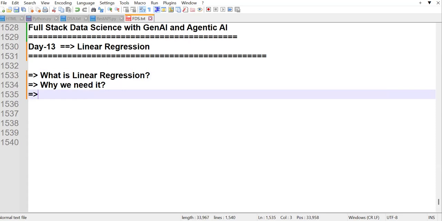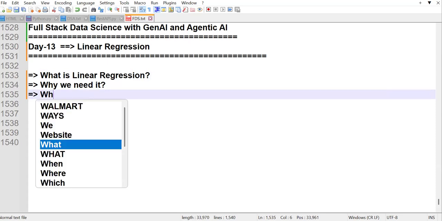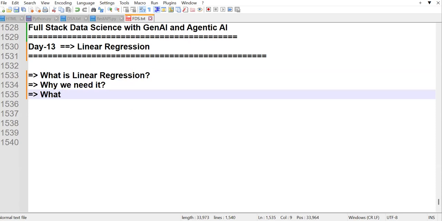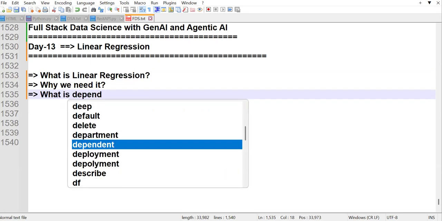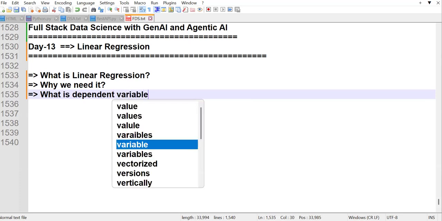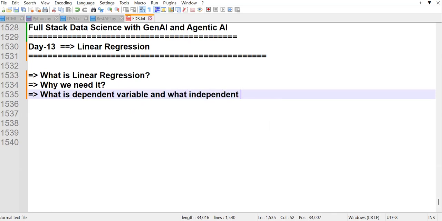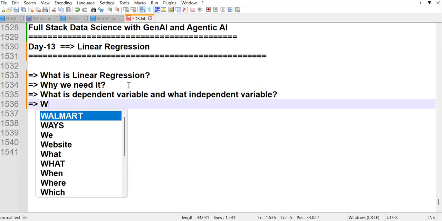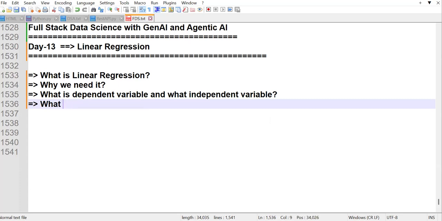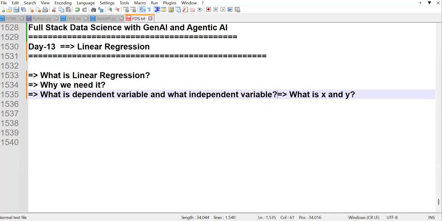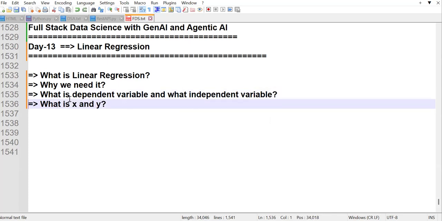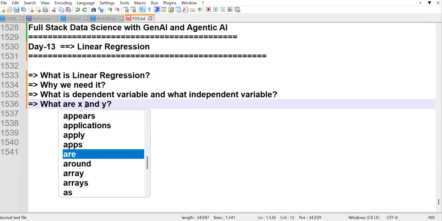The next point we have to discuss is what is a dependent variable and what is an independent variable. And we will understand what x is and what y is, or we can say what x and y are, right?